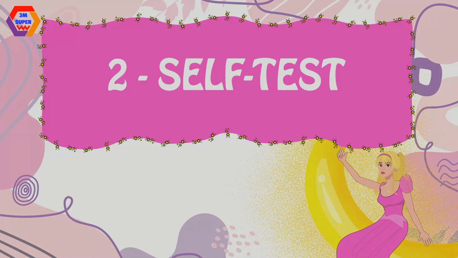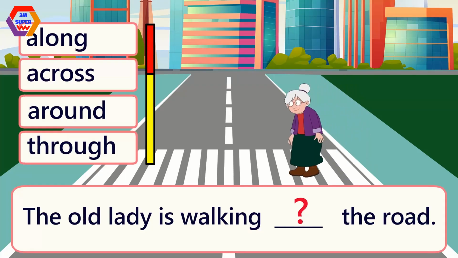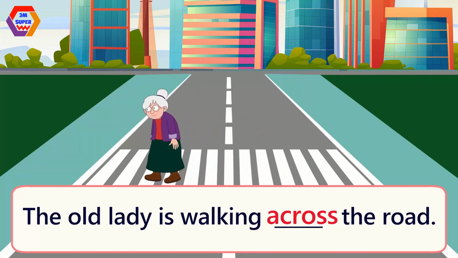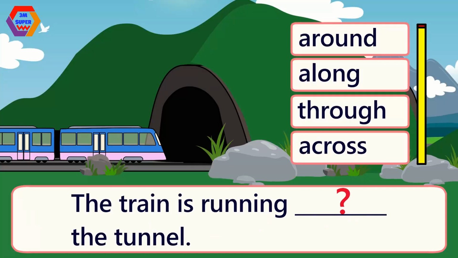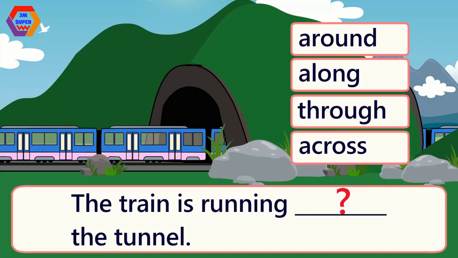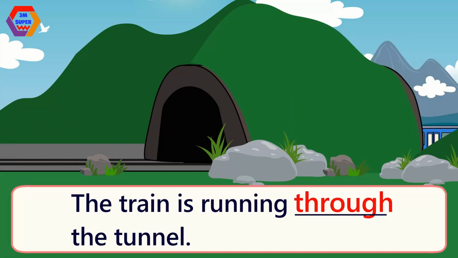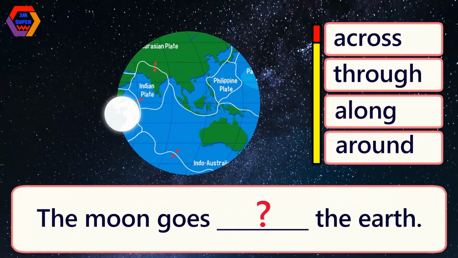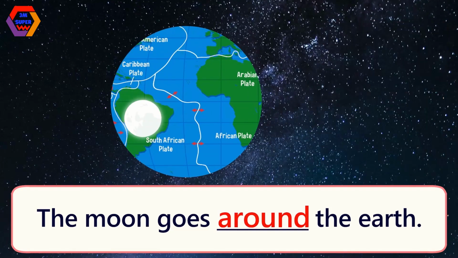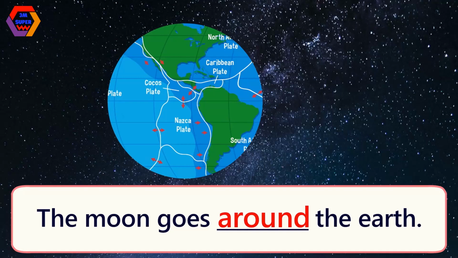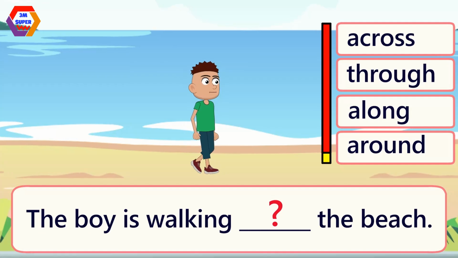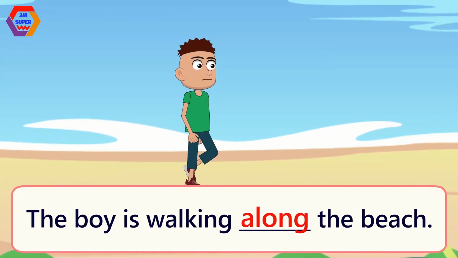Self-test. The old lady is walking across the road. The train is running through the tunnel. The moon goes around the earth. The boy is walking along the beach.